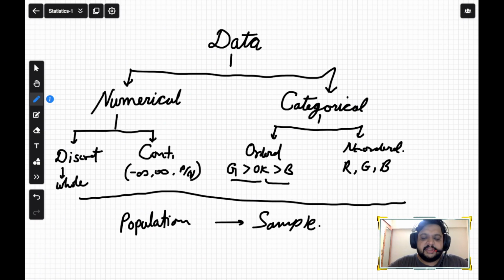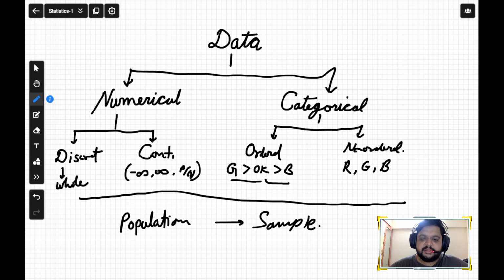So we'll take an example of all this kind of data now. Suppose we want to see the number of kids every home has. We'll have to go and talk to each and every family in the city, and then collect the record of the number of children they have. That's a kind of discrete numerical data, but still you see that it's very difficult to go and collect the record of each and every person. It means studying the population is very difficult.